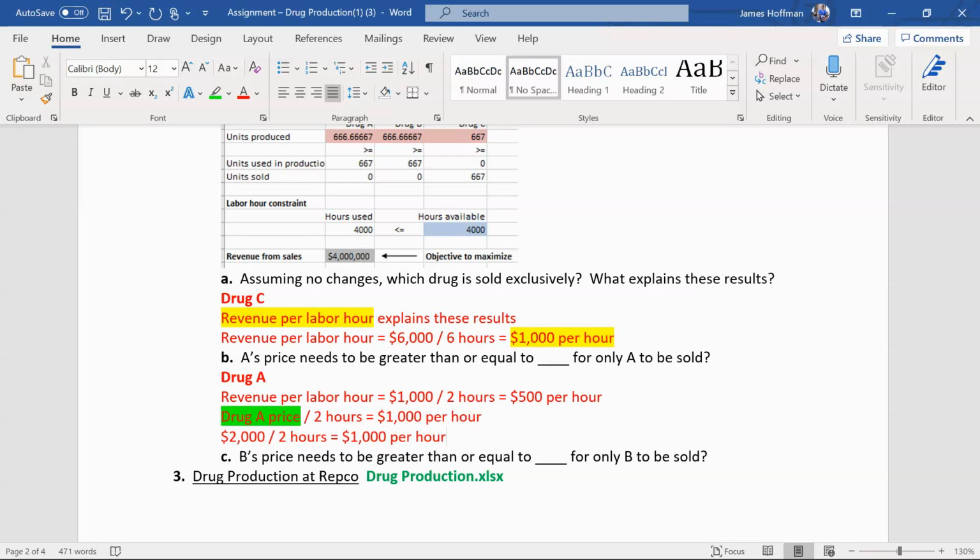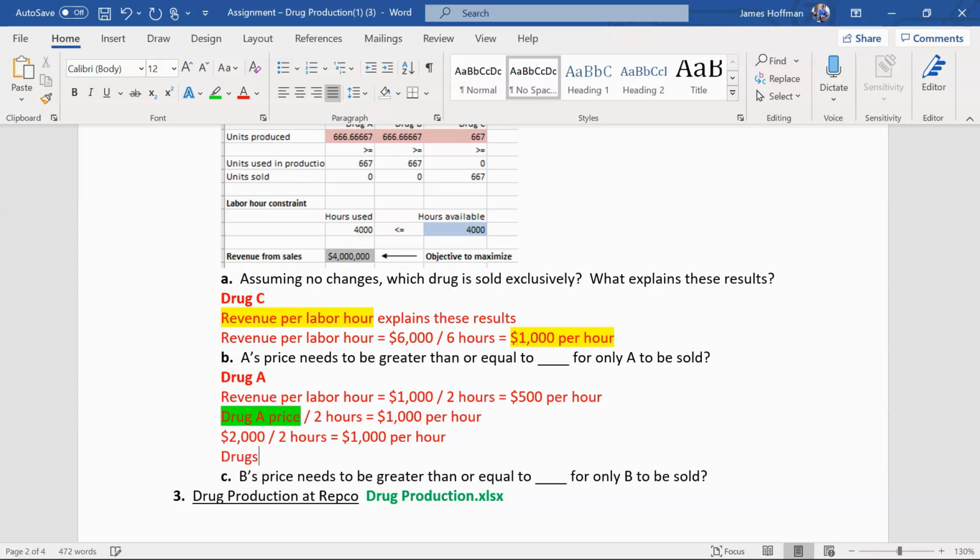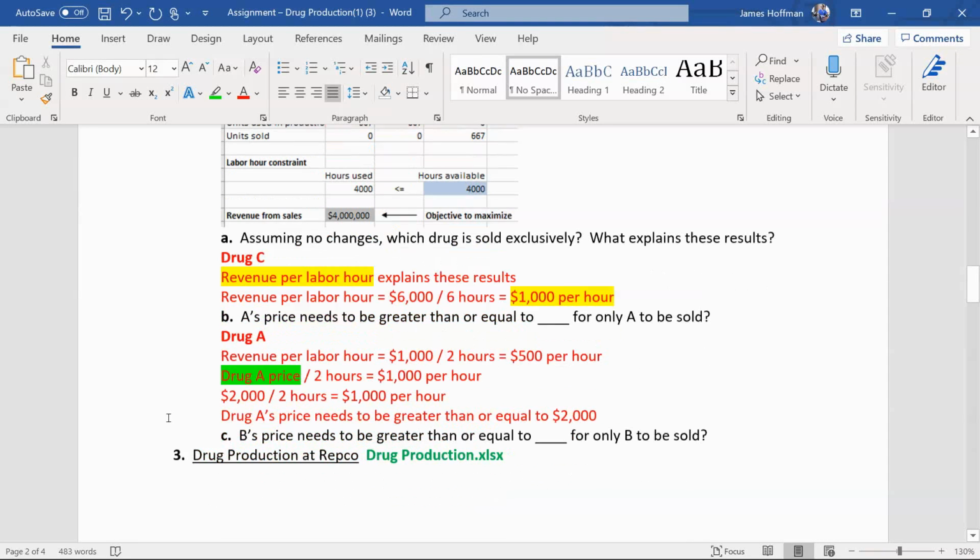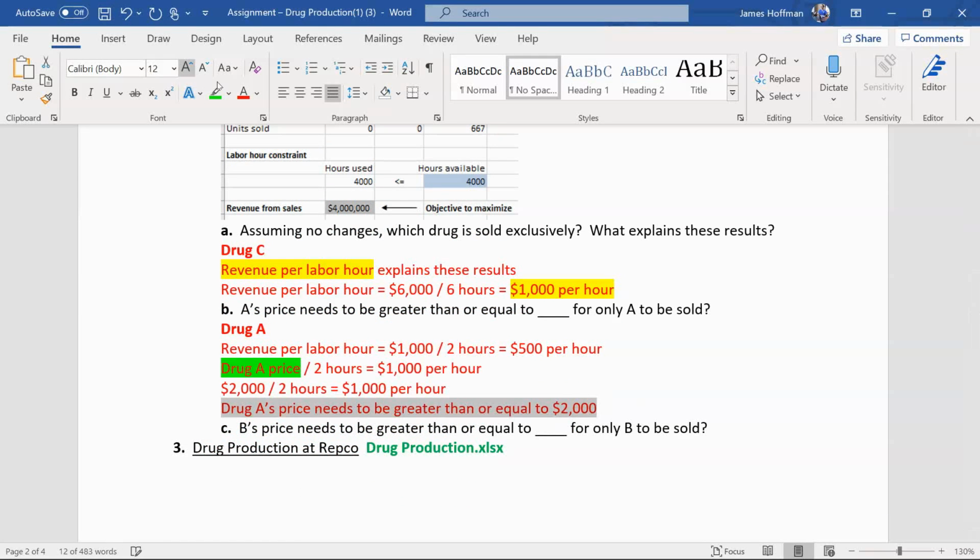Okay, so we figured out what the price has to rise to for it to be comparable. So the answer for part B: drug A's price needs to be greater than or equal to 2,000. Okay, let's do it again for drug B.